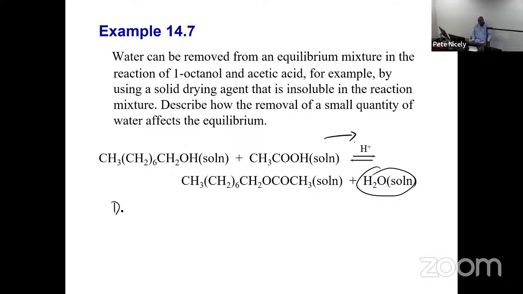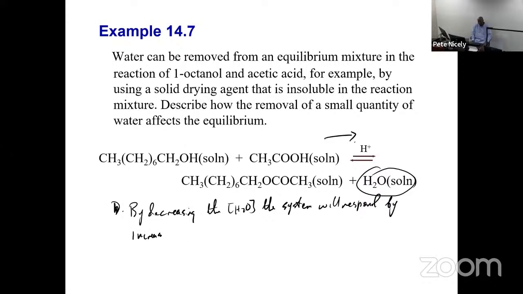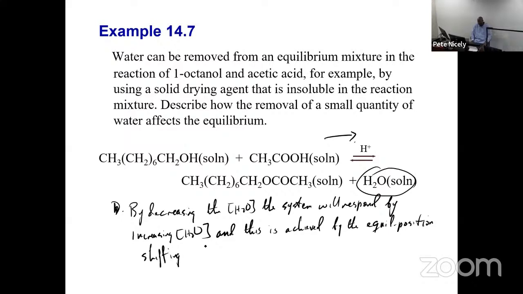So the way I would answer this question is that by decreasing the concentration of water, the system will respond by increasing the concentration of water, and this is achieved by the equilibrium position shifting to the right.